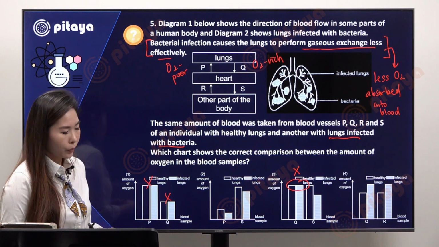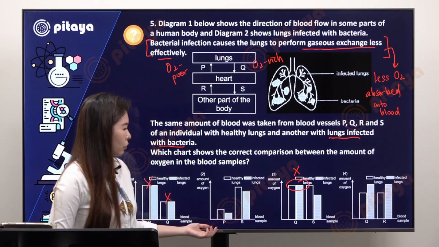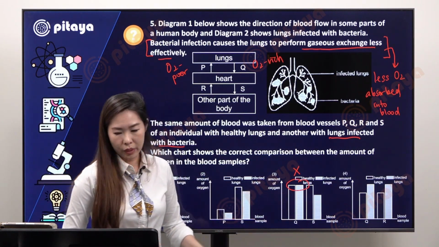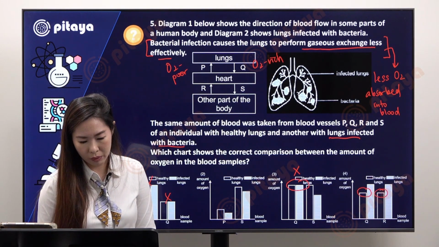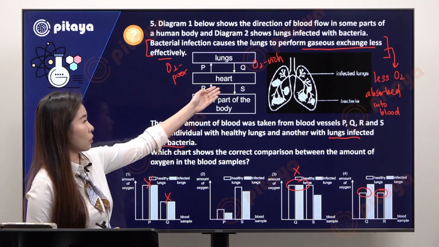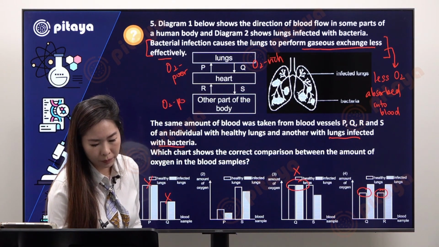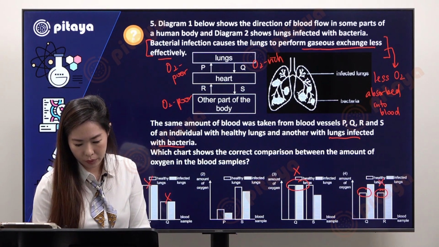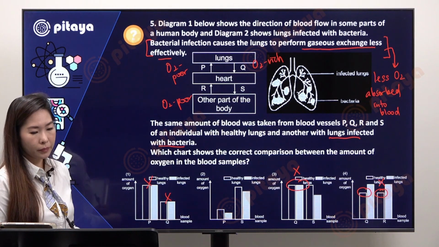So for 2 and 4, we have to look at the different pairs of blood vessels that are being compared. For option 4, for example, you find that Q and R, Q which is oxygen rich, and R which should be oxygen poor, have the same amount of oxygen. And that's not true. Then we can double check and see whether option 2 is the correct answer.